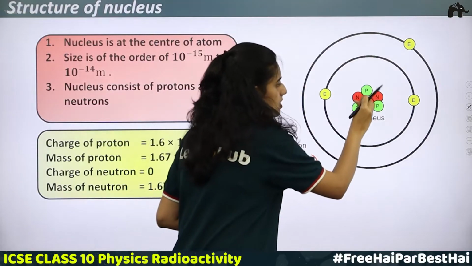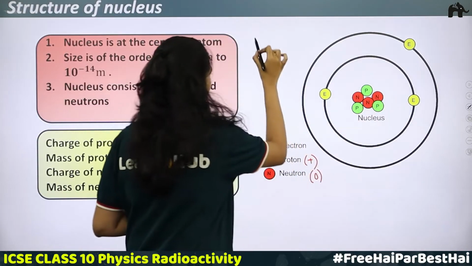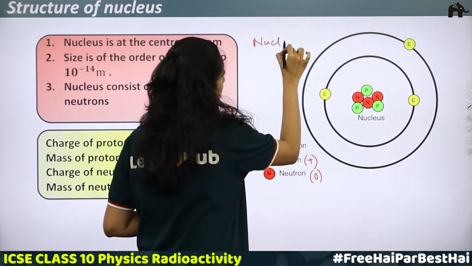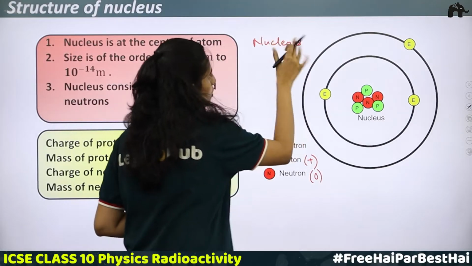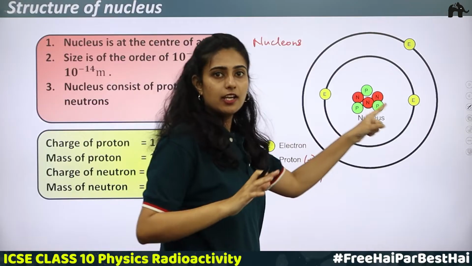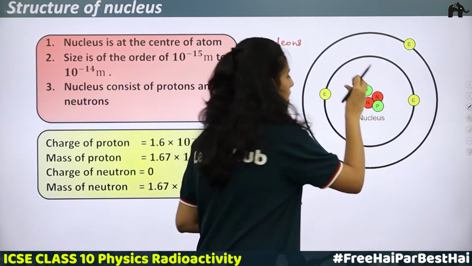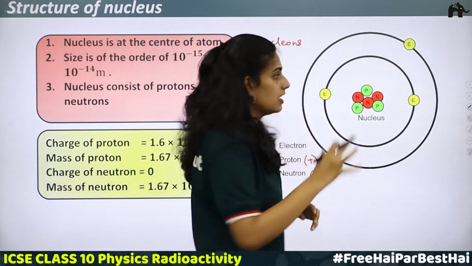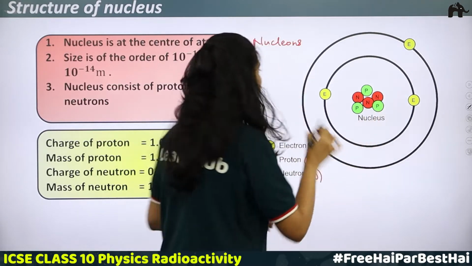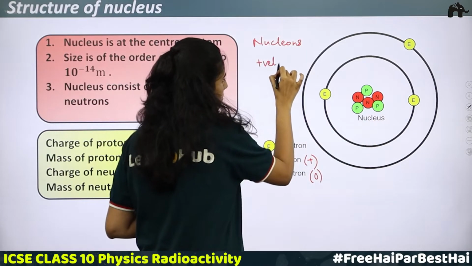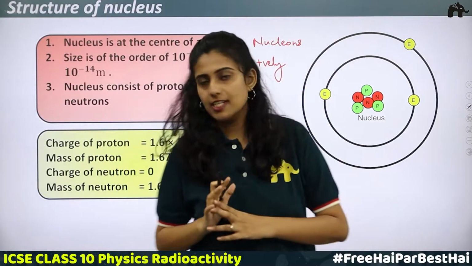Okay, these protons and neutrons are together called nucleons. So nucleons contain both protons and neutrons. Now we know that protons are positively charged and neutrons have no charge. Therefore, the nucleus is actually positively charged.